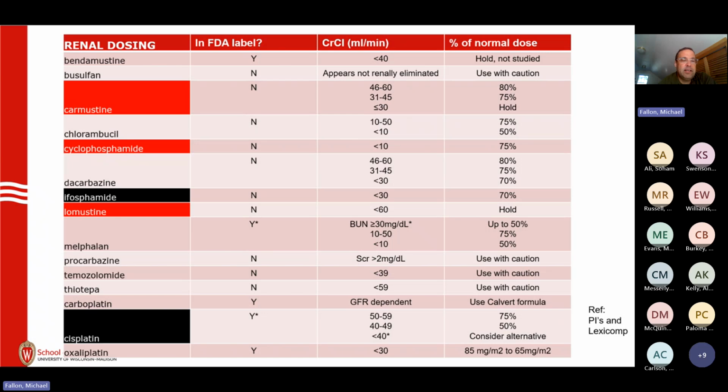Again, the black box warning is for ifosfamide, cisplatin. Then there's a warning for lomustine, cyclophosphamide, carmustine for renal toxicity. Keep searching the primary literature. There might be more updates on how best to renally dose these cases, but you'll see that a lot of them, cyclophosphamide, we almost never dose reduce because it really is cleared by a number of other mechanisms. And oftentimes it's used in a curative setting. So if it's used in palliative or late stage, you might be more inclined to dose reduce.